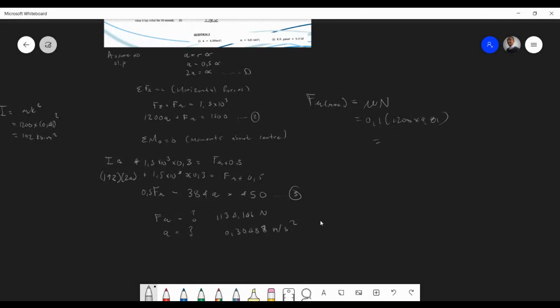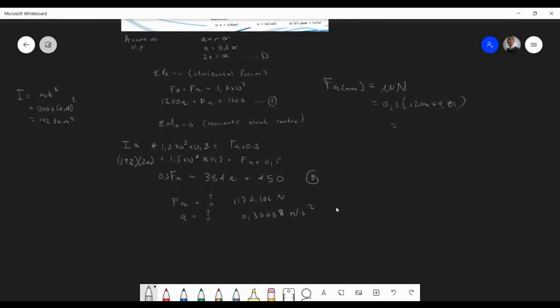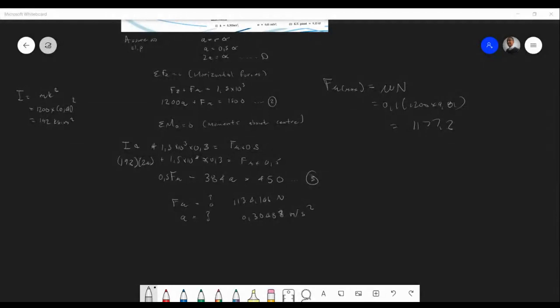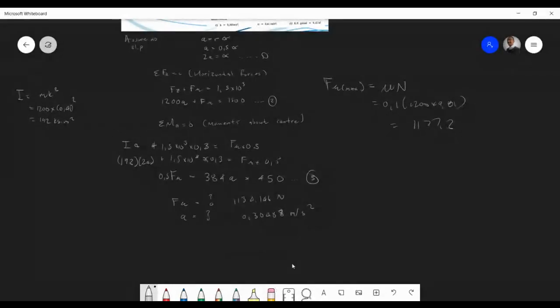Mr. Mzam, fantastic. So our maximum friction force is 1177.2. Comparing that value with this one, this is less than that value, and if that is the case, it will only roll. And that is perfect. That's two marks.